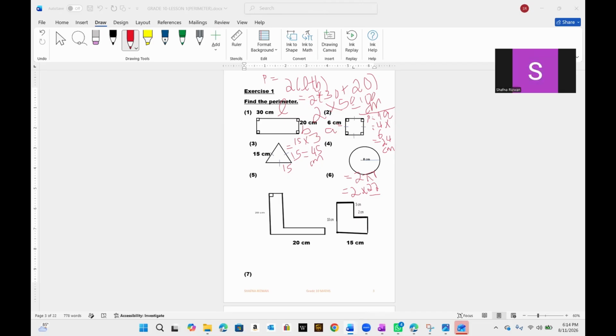Where did we leave off? Here, right? So see here. 2 into 22 over 7, multiply it by your r. How much is r here? See, this is your radius, which is 8 centimeter. Then 22 over 7 into 8 will give you how much?